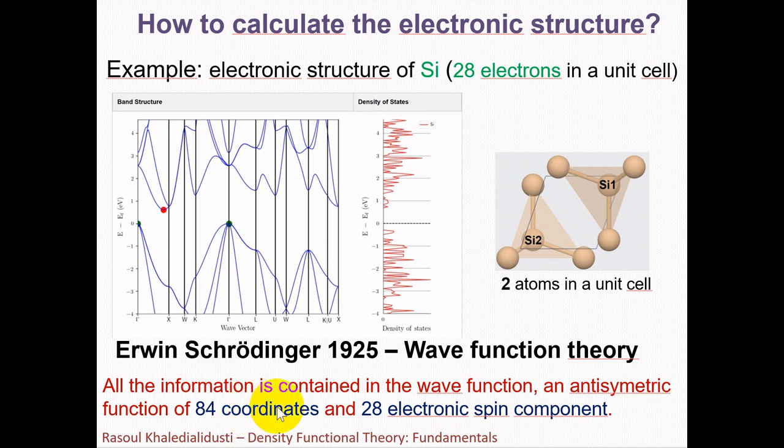So it's an antisymmetric function of 84 spatial coordinates for the electrons, and the electrons also can have alpha or beta spin. And so there are 28 electron spin coordinates as well. So that's a function of altogether 112 different coordinates. That's a lot for a small structure that contains only 2 atoms.